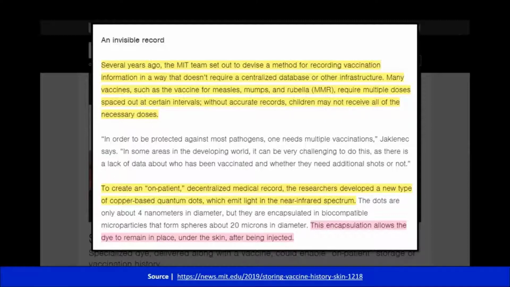To create an on-patient, decentralized medical record, the researchers developed a new type of copper-based quantum dots which emit light near the infrared spectrum. The encapsulation allows the dye to remain in place under the skin after being injected.